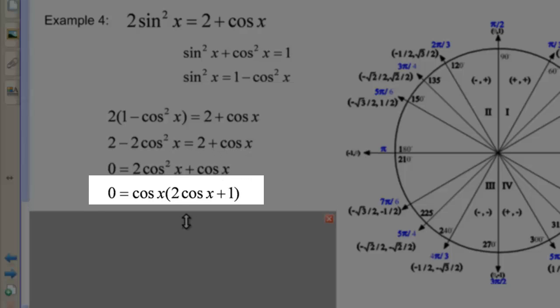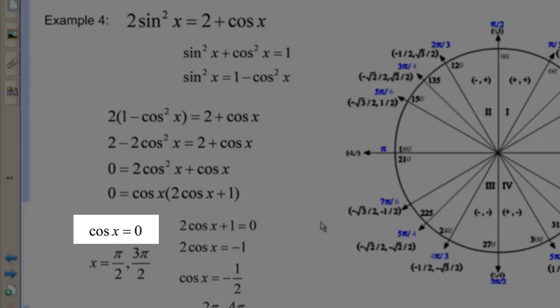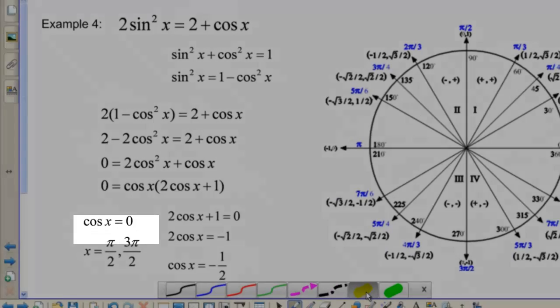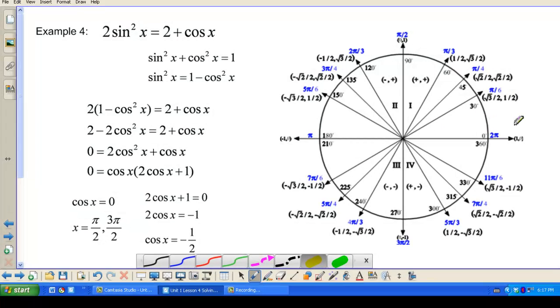They both share a cosine of x, so I pulled that out, leaving me with 2 cosine x plus 1, and now I can use the zero product property. If I focus on the cosine of x, that's going to equal 0. So I need to find places on the unit circle where the x value is 0, and that is going to occur here at pi over 2, and then again here at 3 pi over 2.